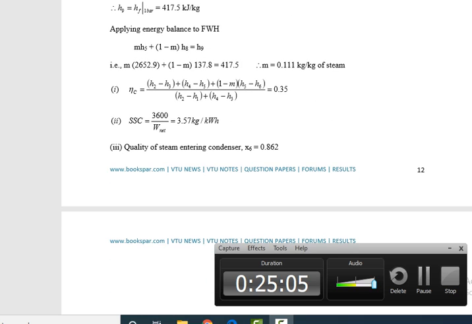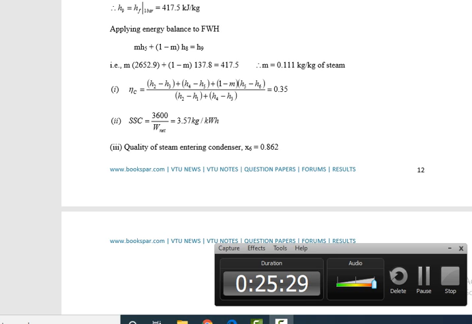We divide by this one and we get 0.35 for all the values. That is the cycle efficiency, 0.35. Then the steam consumption, SSC, is 3600 divided by W net. Putting in the values, we get the steam consumption of 3.57 kg per kilowatt hour.